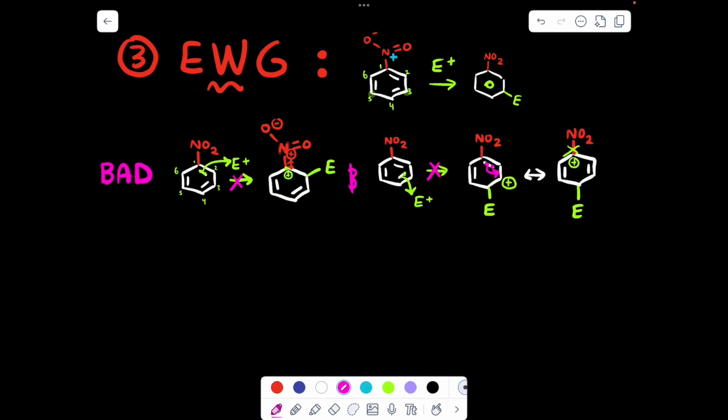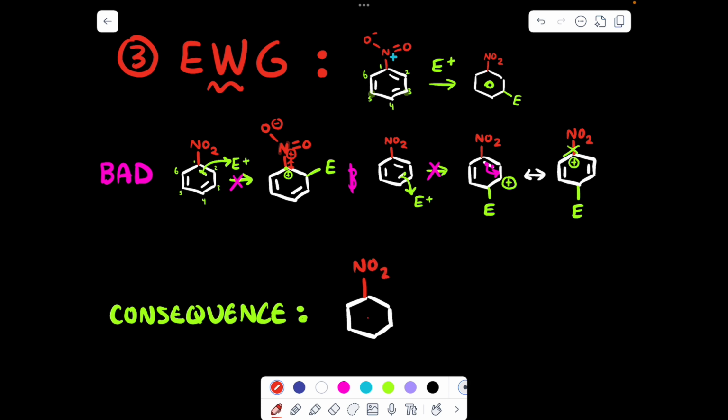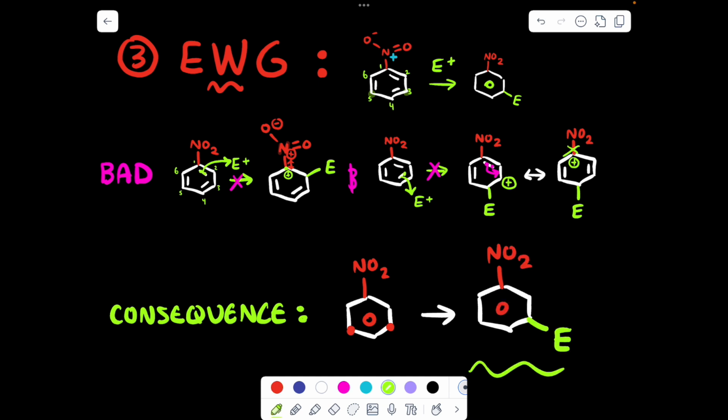So by consequence, the carbons that are reactive when you have an electron withdrawing group on the benzene ring are carbons number 3 and number 5. That is why you get an E+ adding to the meta position. And this would be the product of your EAS reaction. So that is it, that is all.